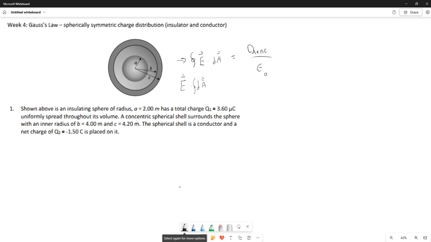So in this case, we have an insulating sphere of radius A inside a shell with thickness C minus B. That shell is a conductor, and this inner sphere is an insulator. Since we're dealing with an electrostatic problem, we can immediately say that this insulating sphere of radius A has some electric field inside it because it has some charge in it, as given by the problem, and that the electric field inside this shell is going to be 0.